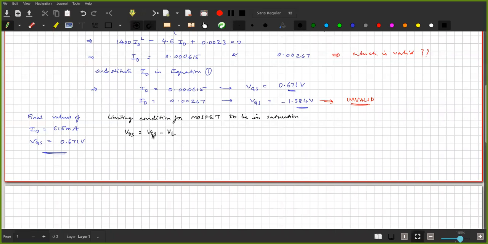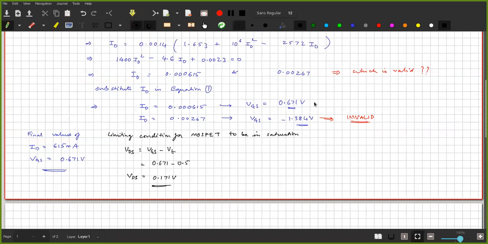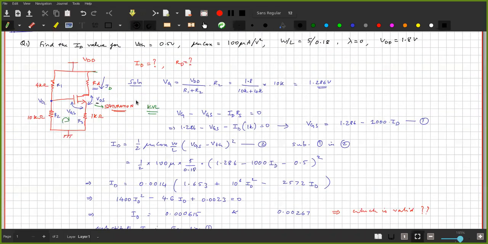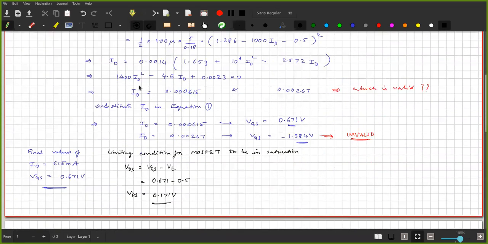From this I can see, VGS value I already know, right? So VDS is 0.671 minus 0.5, so that turns out to be 0.171. So this is my VDS value, right? But why do we need to find the VDS value? Without finding this VDS value, I can't find RD, right? Now I can find RD by applying the potential drop across RD, which is nothing but VDD minus VDS. So that is the reason I have to find VDS.